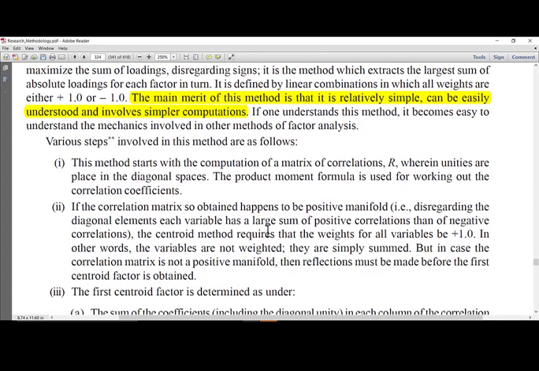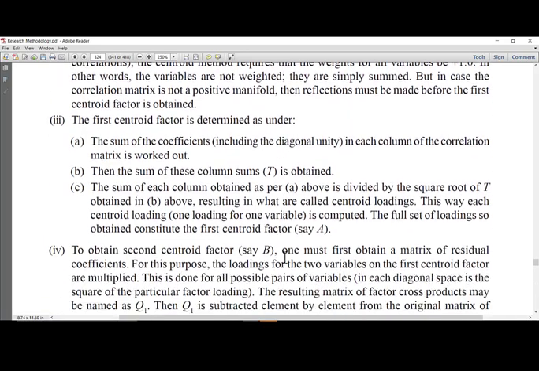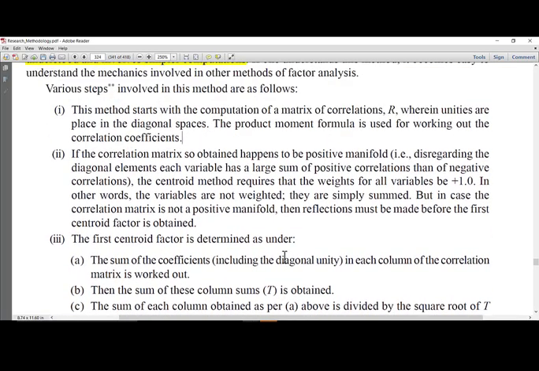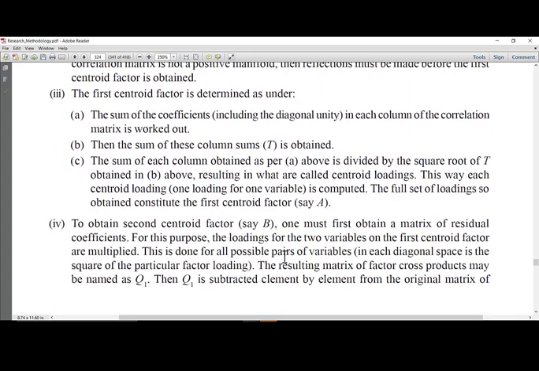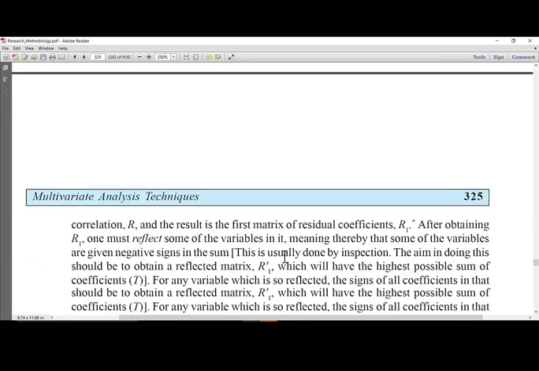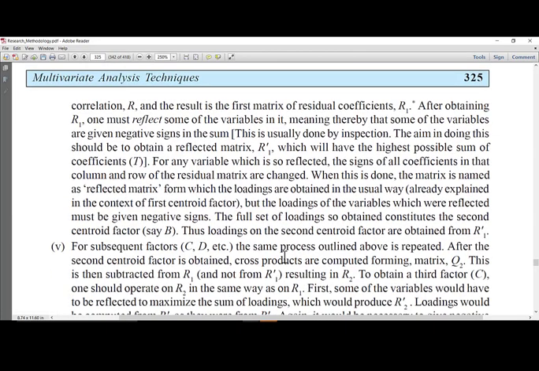Various steps are involved in this centroid method of factor analysis. This method starts with the computation of a matrix of correlations, wherein unities are placed in the diagonal spaces. Here the product moment formula is used for working out the correlation coefficients, but we can use any other method also for finding out the correlation coefficients. You can go through these steps, but I will try to explain all these steps by means of an example.